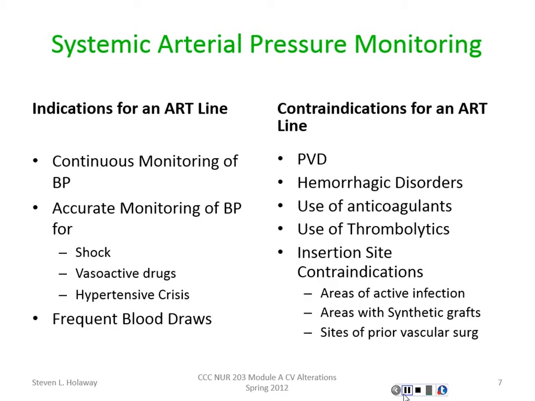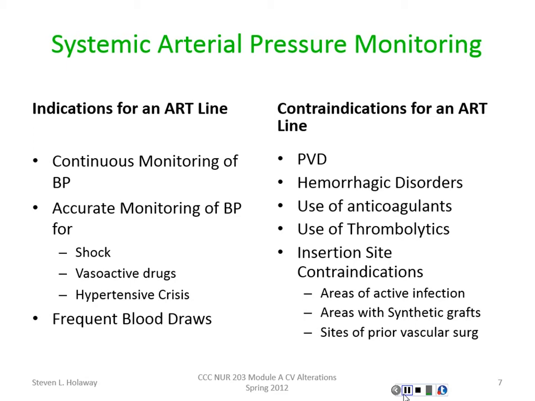So what are some of the indications of an arterial line? Continuous monitoring of the blood pressure. Someone that's in shock, whether it be hemodynamic, hypovolemic shock, cardiogenic shock, neurogenic shock, septic shock. We want to monitor that blood pressure very closely. We want to do that. Again, it's very, very accurate.